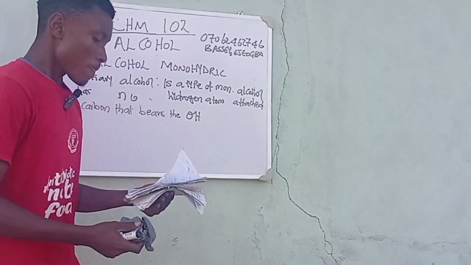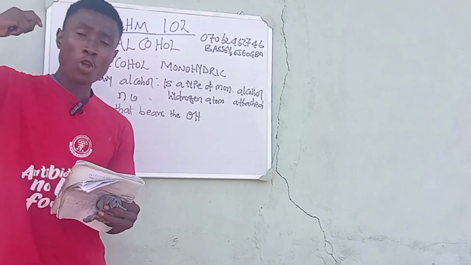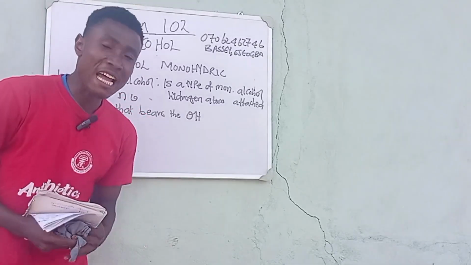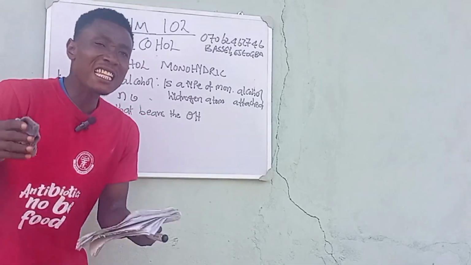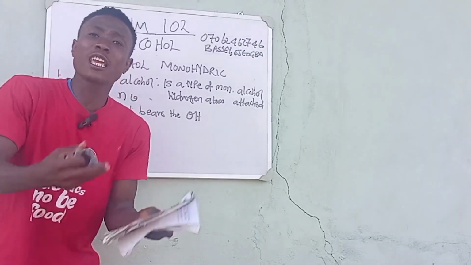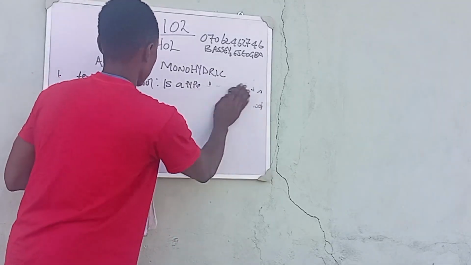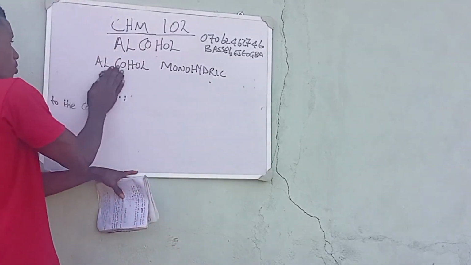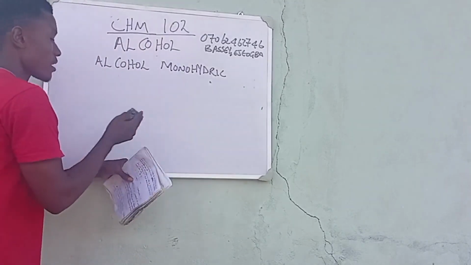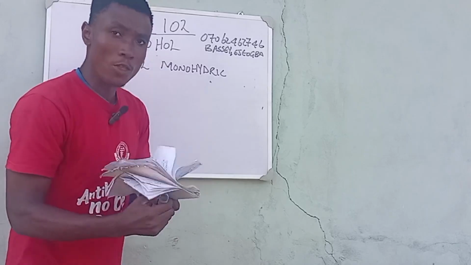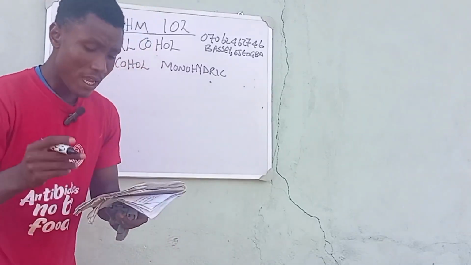So let's continue. Note: remember there was a time we talked about methanol as an example of a primary alcohol. And a primary alcohol is an example of a monohydric alcohol. It is very important you understand this concept.